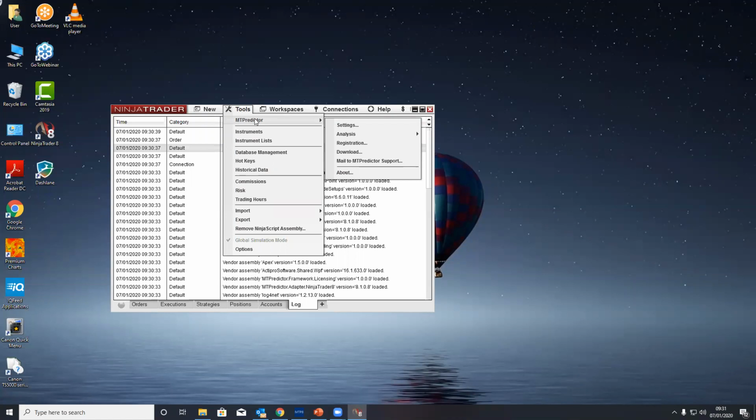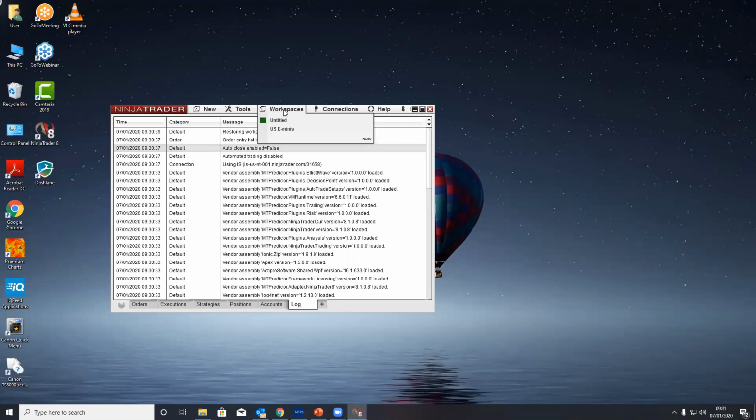It's been done without having to do any of the other loading as well. So what we're trying to get NinjaTrader to do is do one thing at once. So now it's opened. It's now licensed MTPredictor. We can now go to workspace.